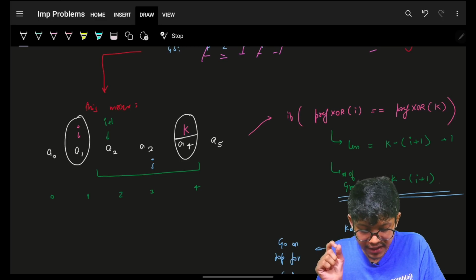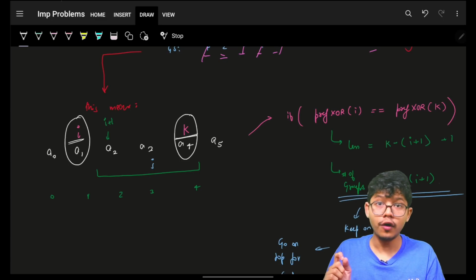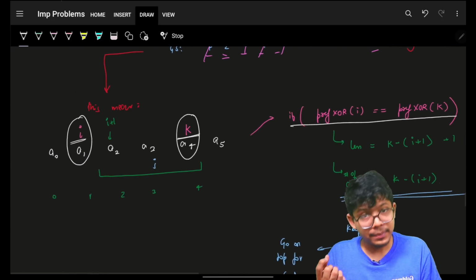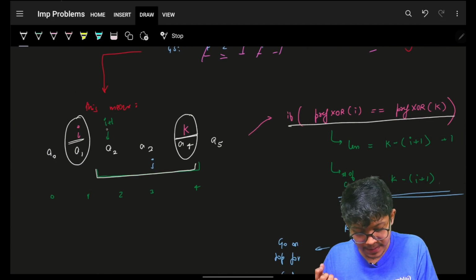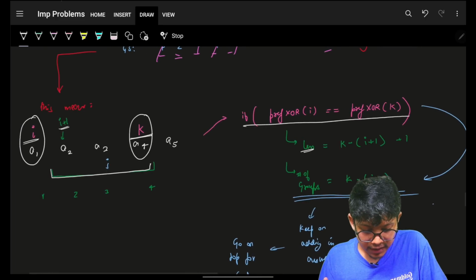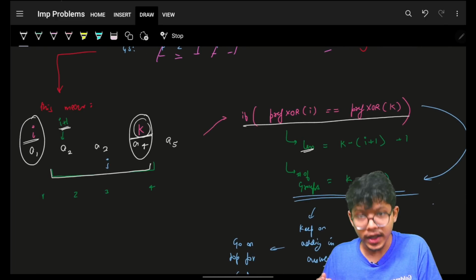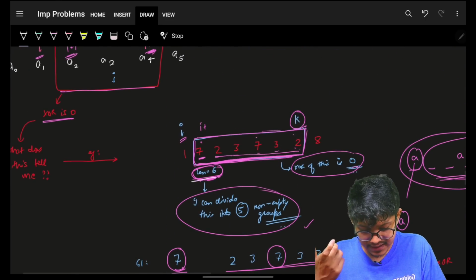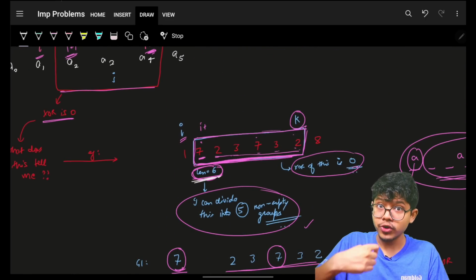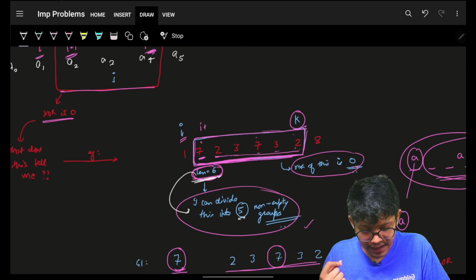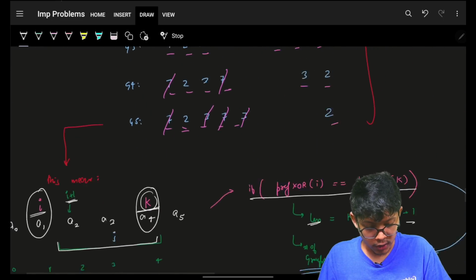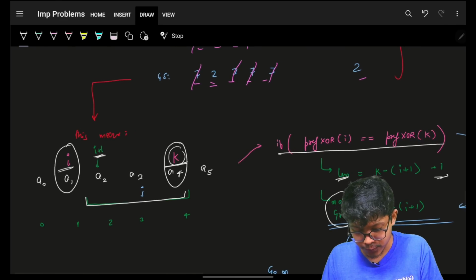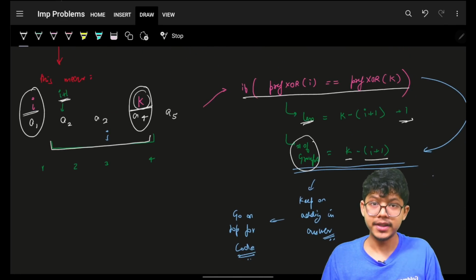If the prefix XOR of I and the prefix XOR of K are equal, then I can simply get the length, which means from I plus 1 to K, right? The length will be K minus I plus 1 plus 1. But I realized that if the length is 6, the number of good groups, or good triplets, will be length minus 1, which is 5. So I'll do a length minus 1. So the number of good groups for this will be K minus I plus 1.